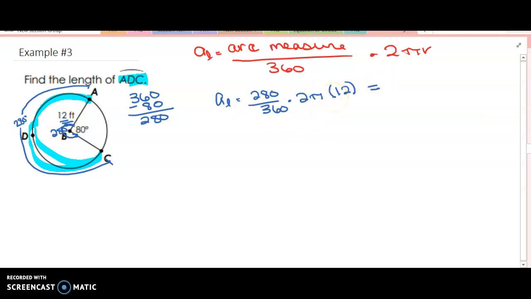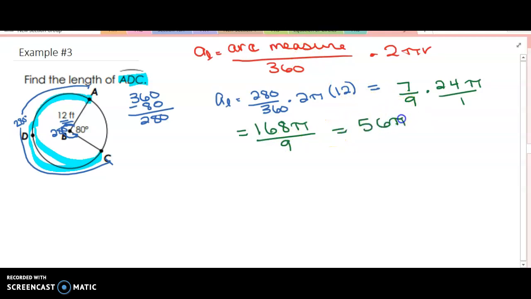All right, 280 over 360 simplifies to 7 over 9 times 24 pi. If you want to put that over 1, you can. So 7 times 24, this then simplifies to 168 pi over 9. And 168 over 9 simplifies more to 56 over 3. Okay, so I could say my arc length is 56 pi over 3, and that would be feet.